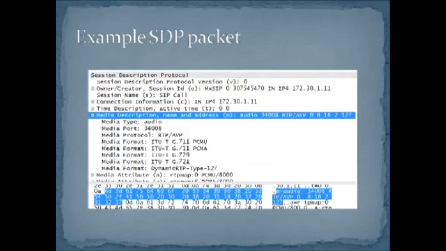There's our time description. And so this is the information about the call. If you take a look at the line that's highlighted there, you'll see audio 34008. That's actually the port that we're going to use. And so if we looked at the RTP packets that come up later on in this conversation, you would see that RTP is actually using that particular port for the conversation. Now, this is again similar to what H.245 does with H.323.